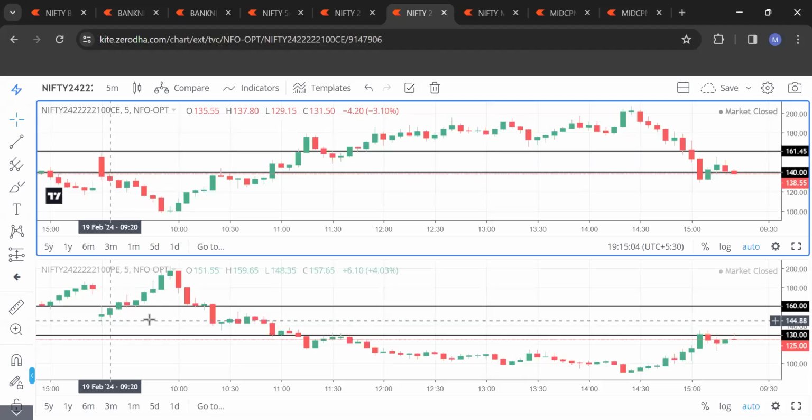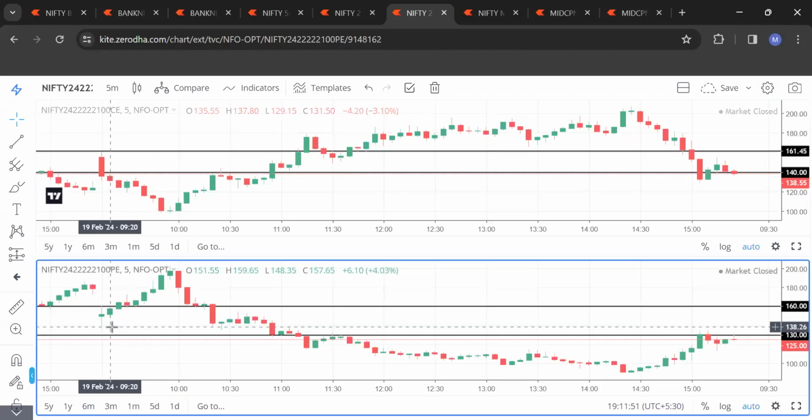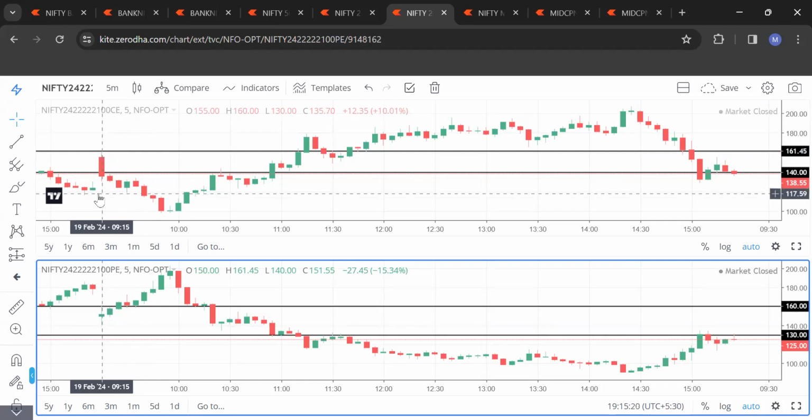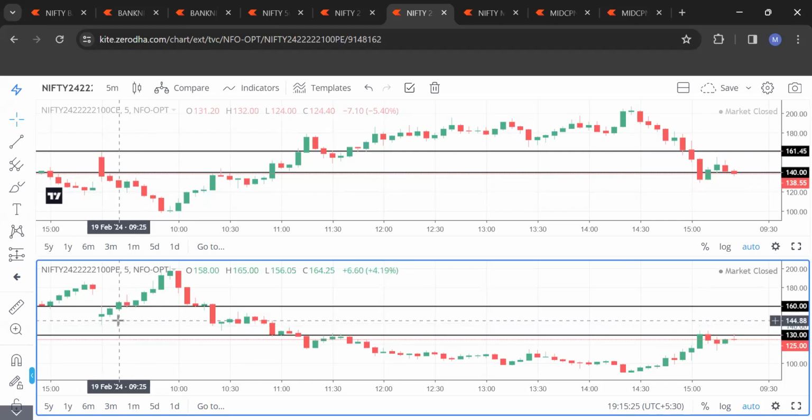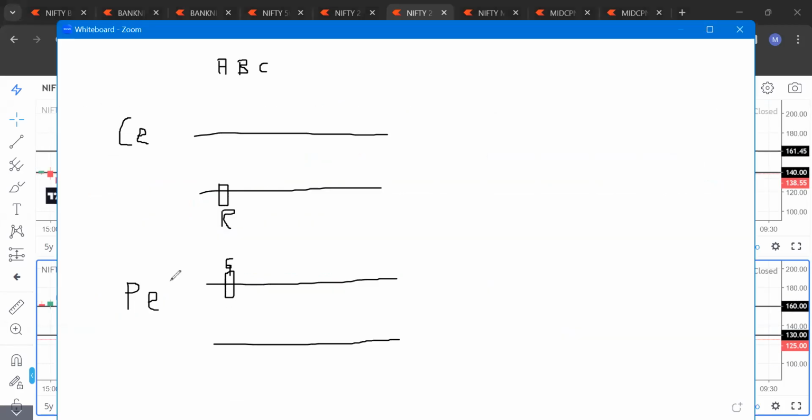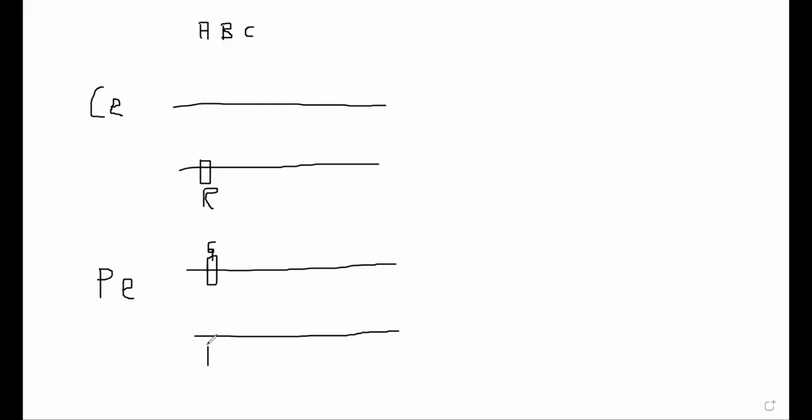See this. This cannot be A, because this close is 157.65. The close has to be above the upper line, which is 160. Though this close is below the lower line, though the first candle closes below the lower line, we will wait till a green candle closes above the upper line and the corresponding red candle closes below the lower line. So this part is known as A. Any doubt in A? So this is A. Any doubt in A? No. Still clear? Okay.